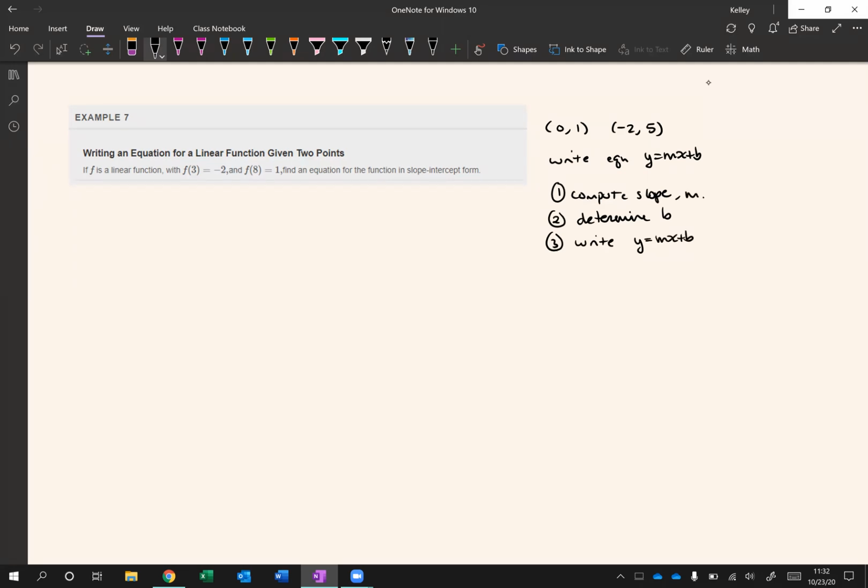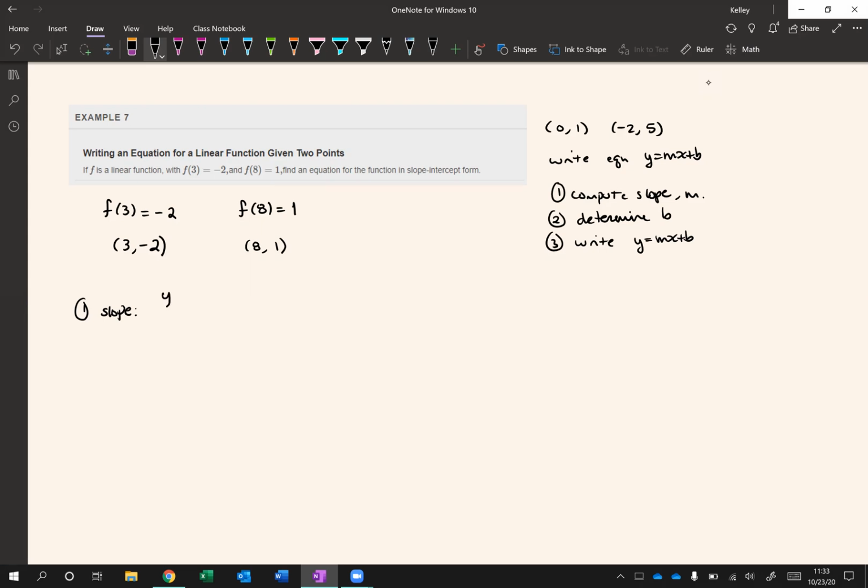And then I would produce the equation. We're going to do the same thing here, but what are the 2 points they're giving us? I have f(3) = -2. This is the same as the point (3, -2). If I have f(8) = 1, that is the same thing as the point (8, 1). And so now I'm back where I was earlier in the term, where I'm given 2 points and I need to write the equation of a line. So the first step is slope.